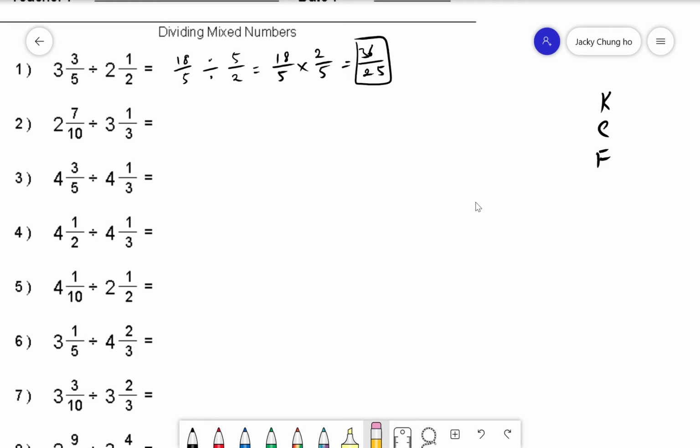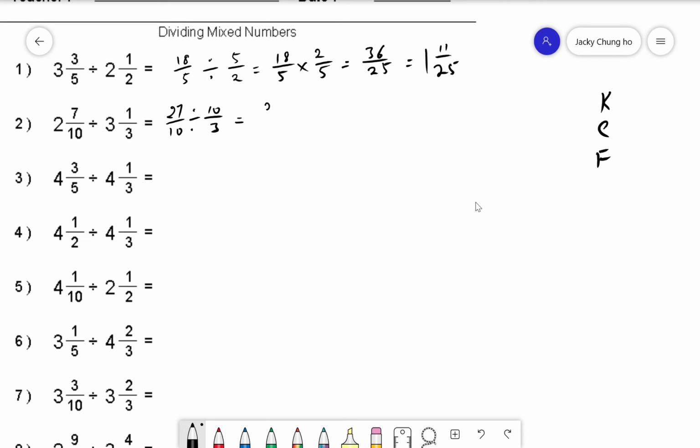Technically you have to reduce it or convert it back to the mixed number form. So 36 over 25 will be 1 and 11 over 25. The next one, number 2, I have 2 and 7 over 10 divided by 3 and 1/3. So the first mixed number will be converted to 27 over 10 divided by 10 over 3.